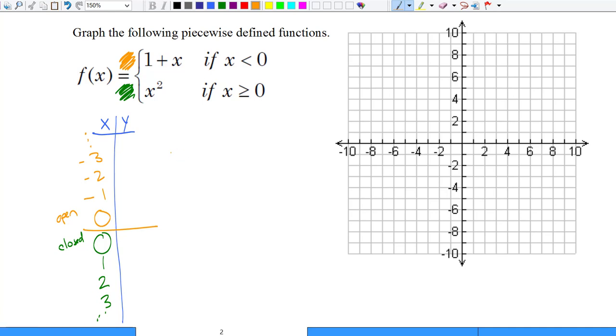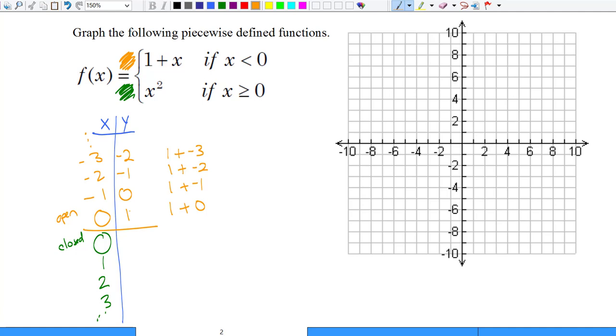So next we're going to plug into the function. I have 1 plus x, but x is negative 3, so that gets me negative 2. 1 plus x, but the next x is negative 2. 1 plus negative 2 is negative 1. The next one is 1 plus negative 1. Well, that's 0. And then 1 plus 0, that's 1. Now I need to have that point. Even though it's open, I need to know where to stop my graph.